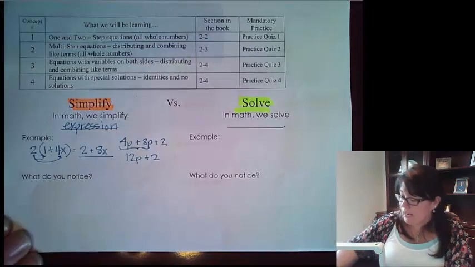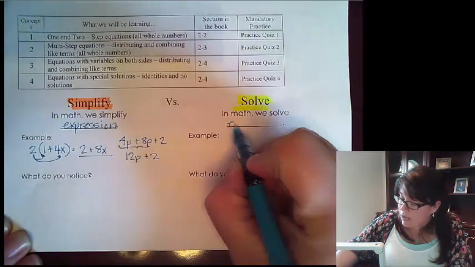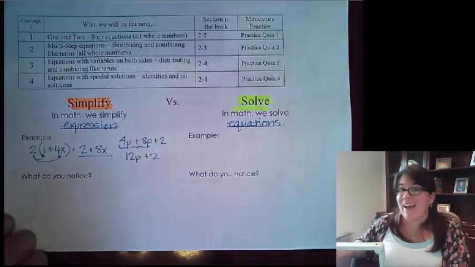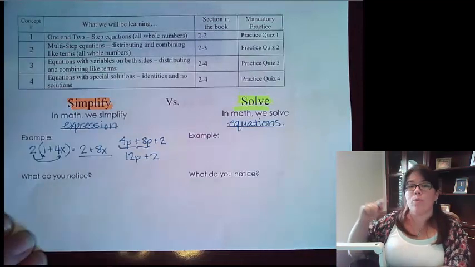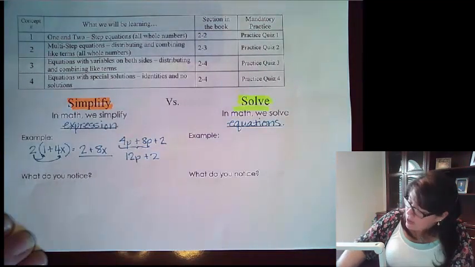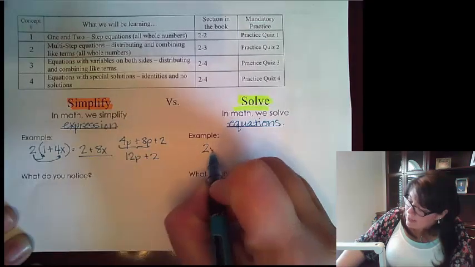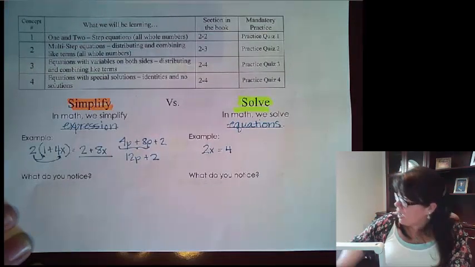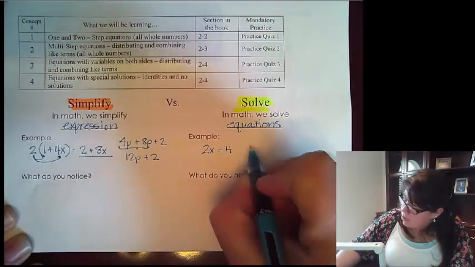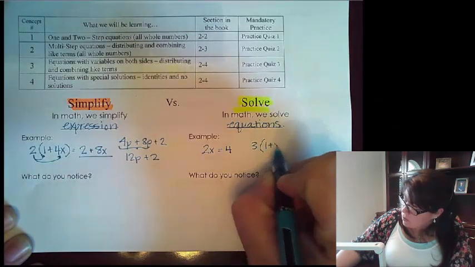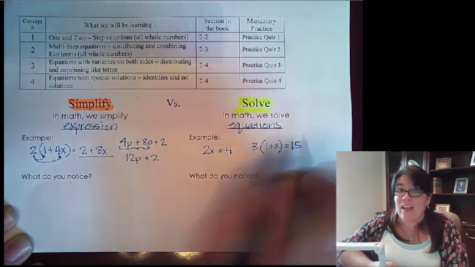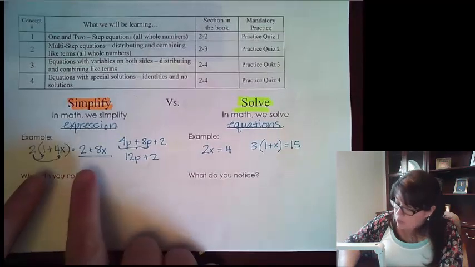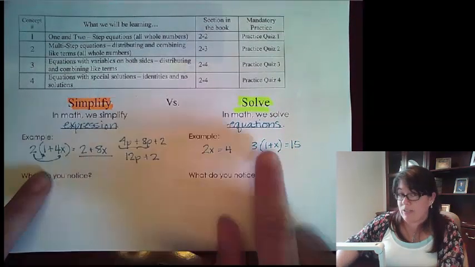Whenever we're talking about solving in math, we solve equations. Okay, so let's take a look at the difference between equations and expressions. We simplify expressions, we solve an equation. So an equation might look like this: 2x equals 4. That is an algebraic equation. Another one might be 3 times (1 plus x) equals 15. Again, another equation.